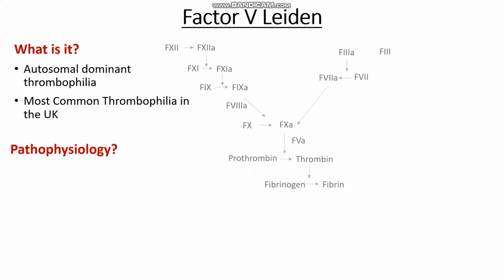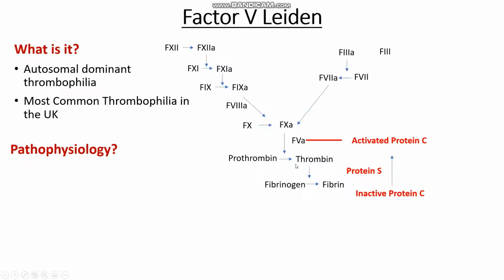To understand this, let's just have a very quick look at the clotting cascade again. Here you can see we have the intrinsic pathway on the left, our extrinsic pathway on the right, and of course the whole point is to form thrombin. So essentially, we said that inactivated protein C gets converted into activated protein C by the action of protein S, and activated protein C then goes on to inhibit the action of activated factor Va, turning off this common pathway and thus reducing how much thrombin we form.